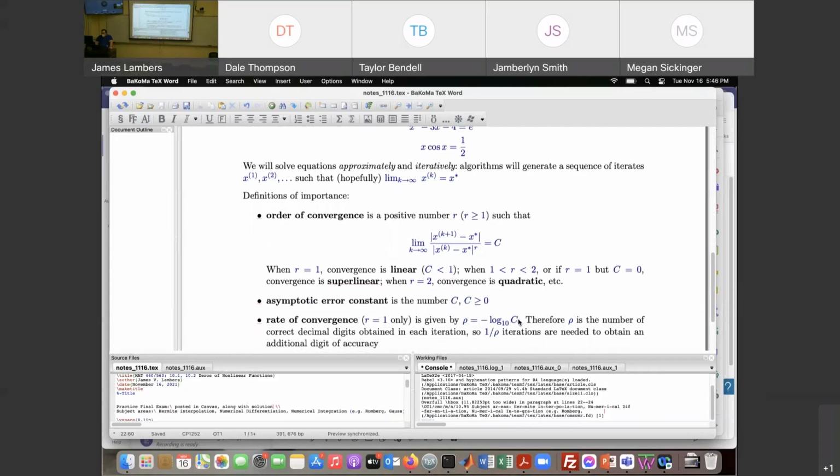So, as an example, suppose C turns out to be 0.1. So that means that the error is being reduced by a factor of 10 every iteration. So then you work out what this is. If C is equal to 10 to the minus 1, then you get rho equal to 1. That means you get one additional decimal digit of accuracy every iteration.